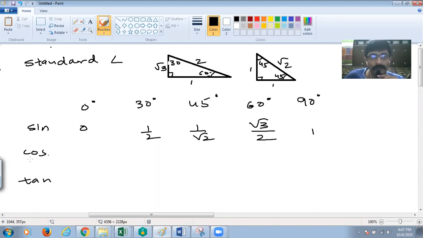Okay, now next thing is cos. Like suppose we want cos 0, cos 30, cos 45, cos 60, cos 90. What we're going to do? Simple, we're going to write it the reverse way. Like sine 90 would be cos 0. So this will become 1.